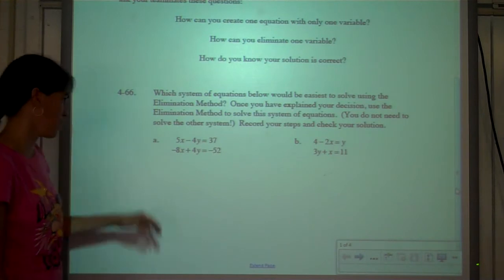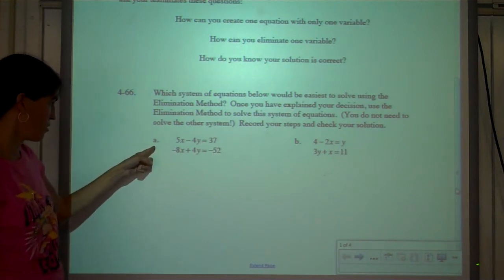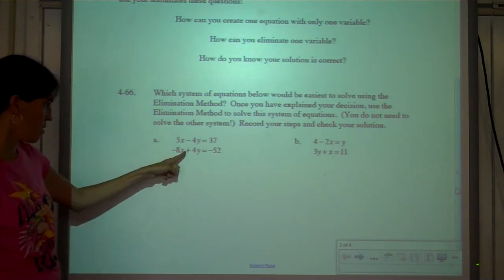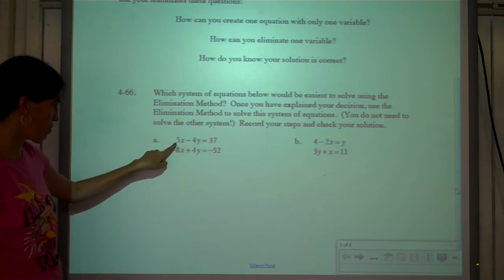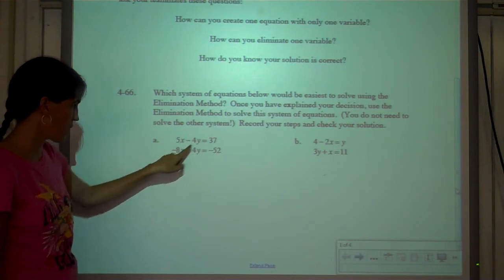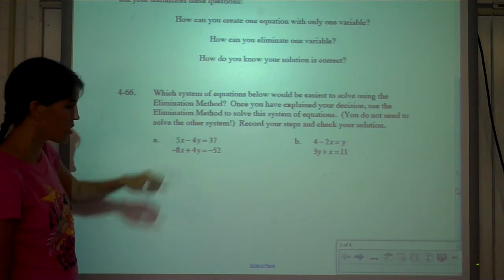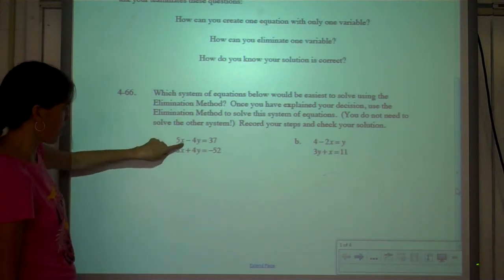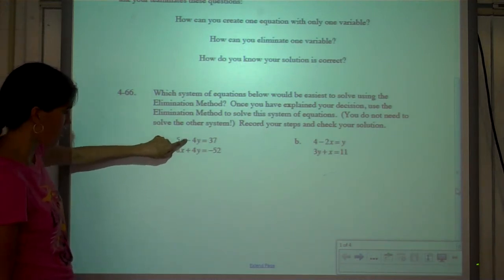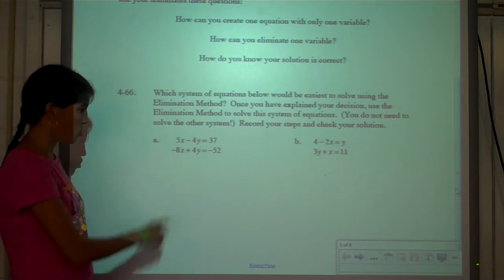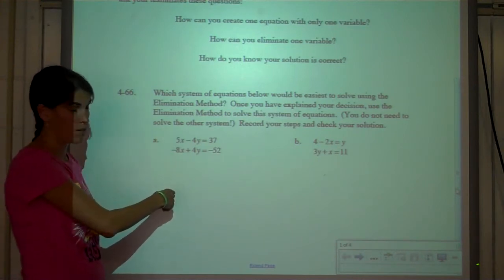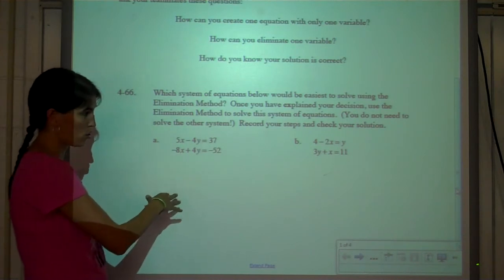Hopefully you picked this one because they're both in standard form, ax plus by equals c, and these are opposites, so you should have tried to solve a. And I'll show you quick the solution.